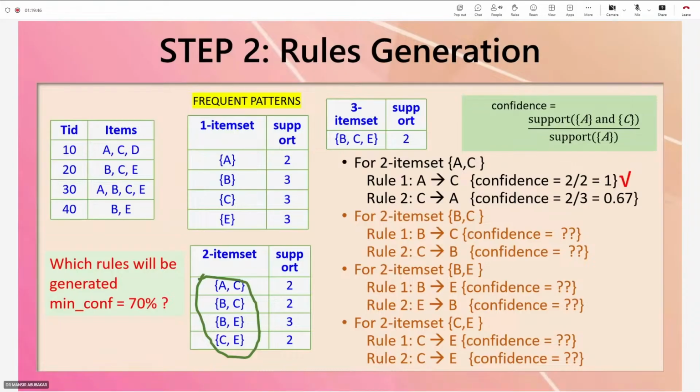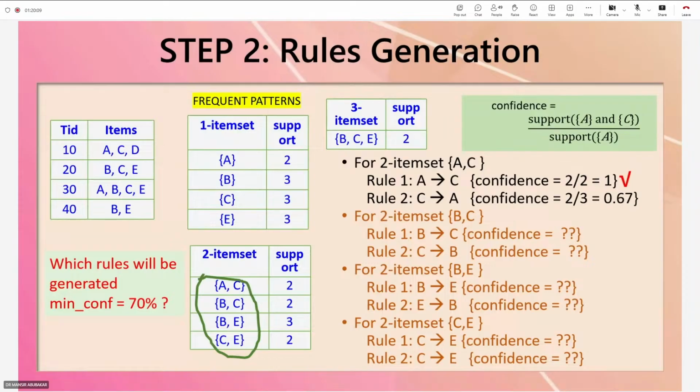If you look at the data set, you can see C and A, and then C and A, and then there is another C here where there is no A. And there is another transaction where there is no C at all. So this is why we have 2 over 3, which is 0.67 or 67%.